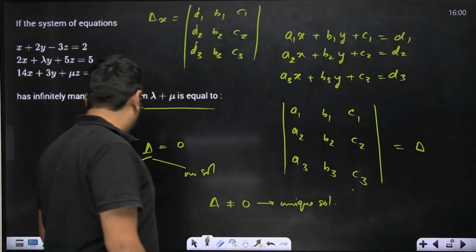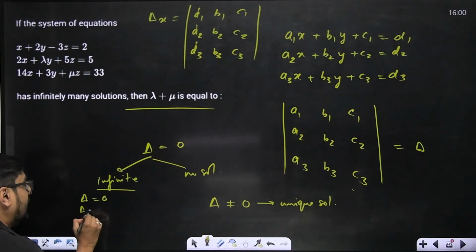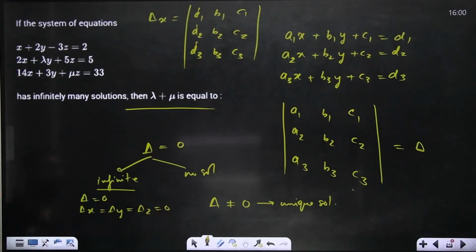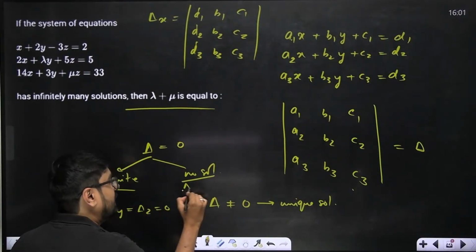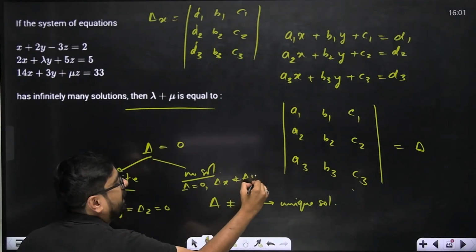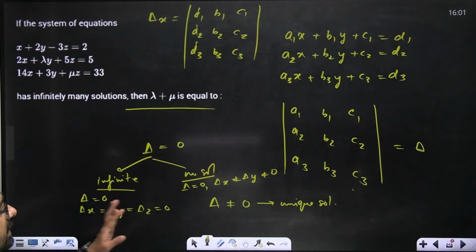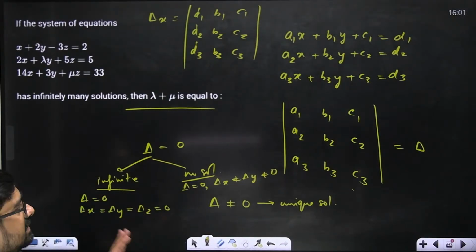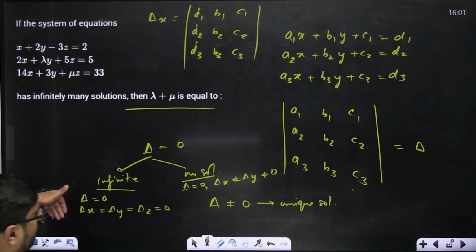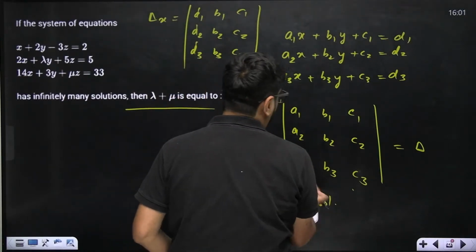Now, in case of infinite solutions, your delta is equal to 0, and delta x, delta y and delta z are all equal to 0. But in case of no solution, delta is equal to 0, but delta x, delta y, delta z are not all equal to 0. This is the simple theory of this particular type of questions. Now let's come to how to solve these types of questions efficiently and within time.